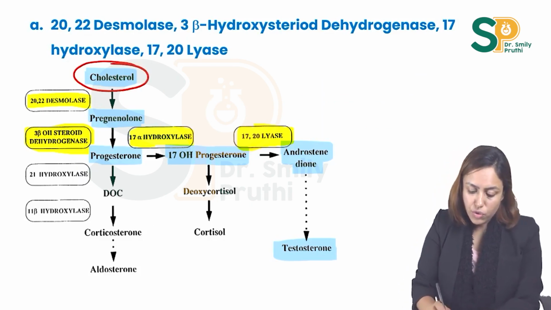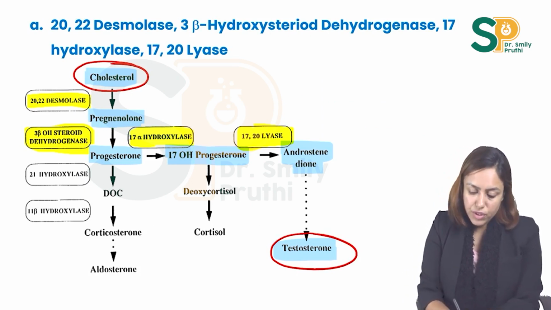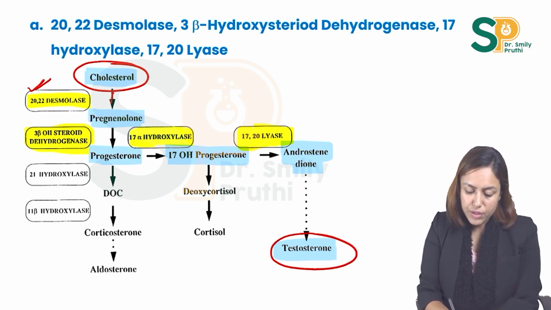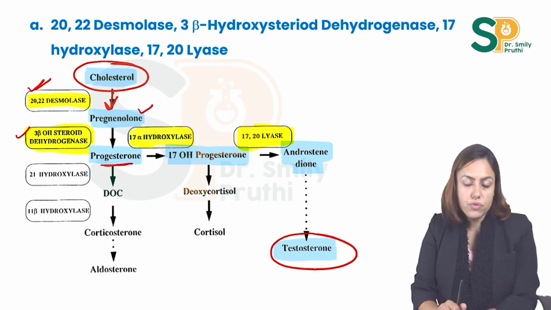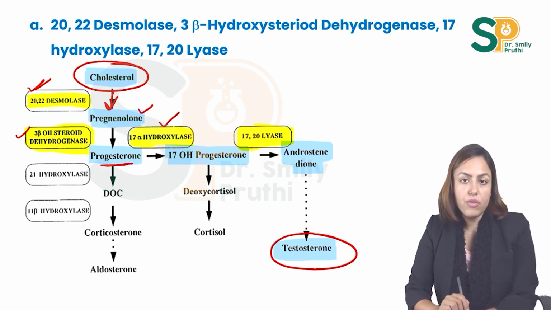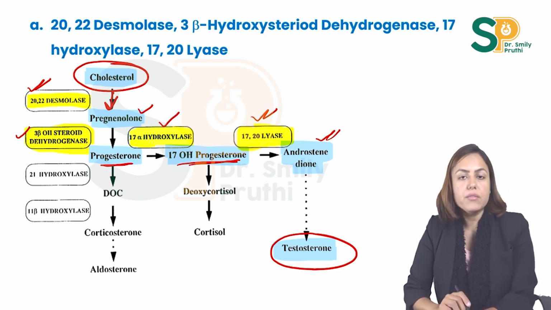So let's do this pathway. This is cholesterol. From cholesterol, testosterone is formed, right? The first enzyme is 20-22 desmolase, with the help of which cholesterol is converted to pregnenolone. Then 3-beta hydroxysteroid dehydrogenase, and progesterone is formed. Then 17-alpha hydroxylase, and 17-hydroxyprogesterone is formed. Then 17-20 lyase, androstenedione is formed, and then finally testosterone is formed. So do cram this pathway, right?